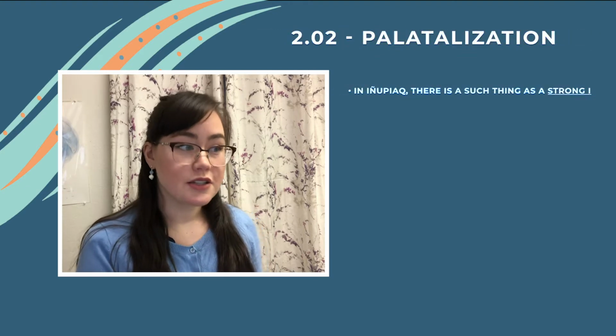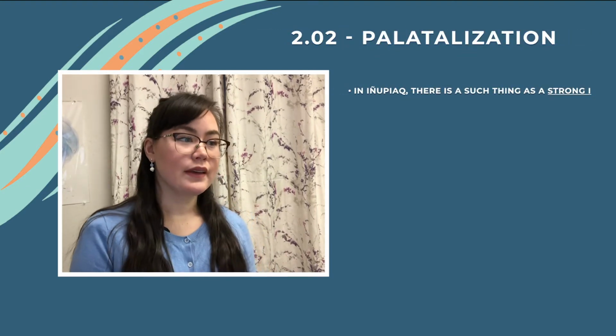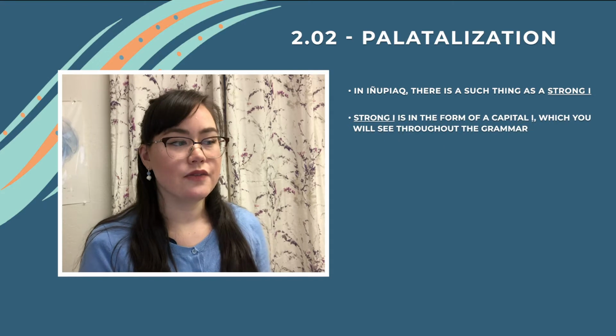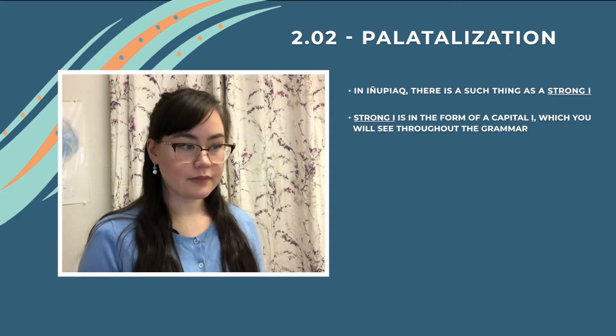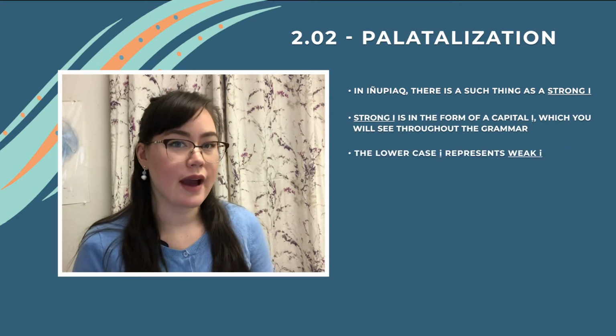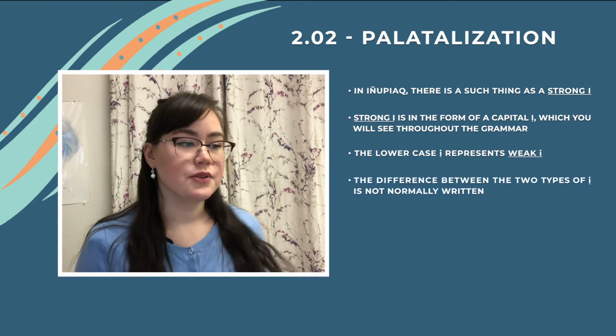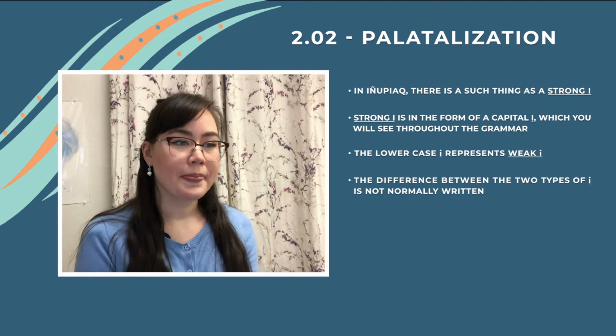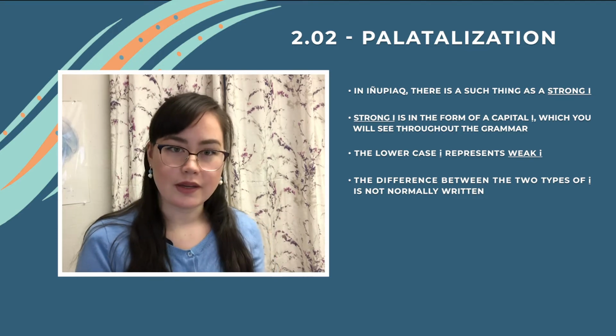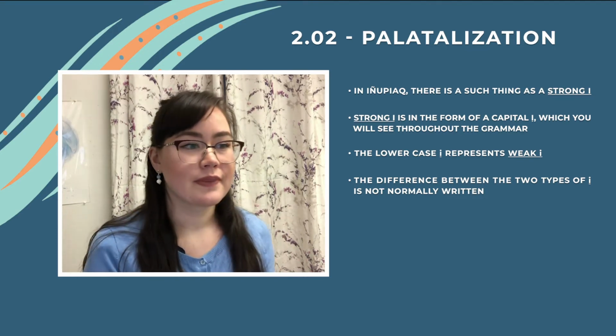I will be going over chapter 2.2 to 2.5, which covers the phonological processes in Iñupiaq, and this is specifically strong I and weak I. In Iñupiaq, there is such a thing as a strong I, and throughout the grammar, you will see it in the form of a capital I. The lowercase i represents a weak i. When writing in Iñupiaq, the difference between the two types of i is normally not written, but for the purpose of this grammar book, it will be written that way.